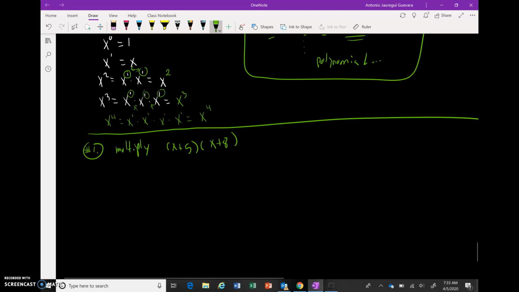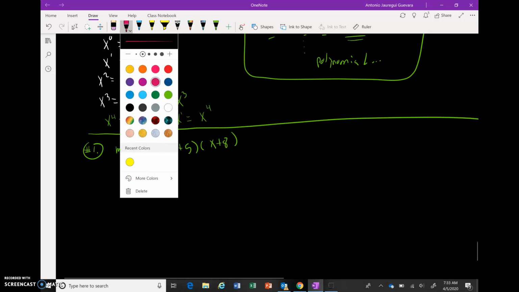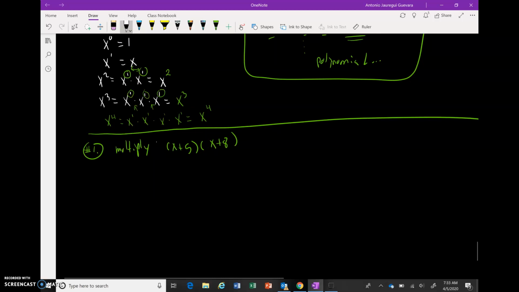So I'm at 5 minutes already. I want to make sure I do this with enough time here. So again, back in the day we used to call this the FOIL method. So x times x, when you multiply two x's, what do you guys get? X squared. So we get x squared. X times 8 will give you 8x. 5 times x will give you 5x. And then 5 times 8 will give you 40.